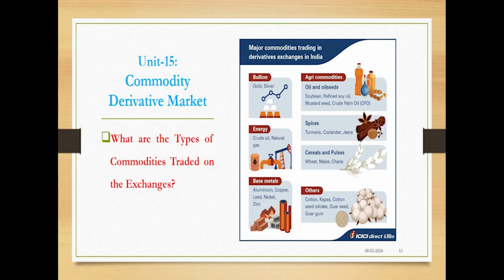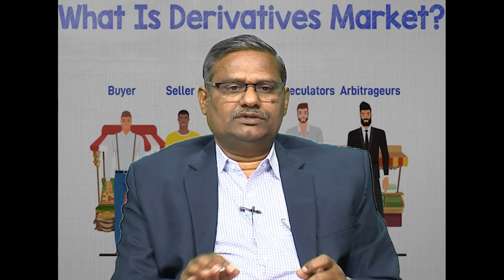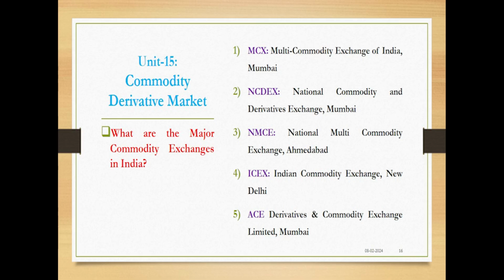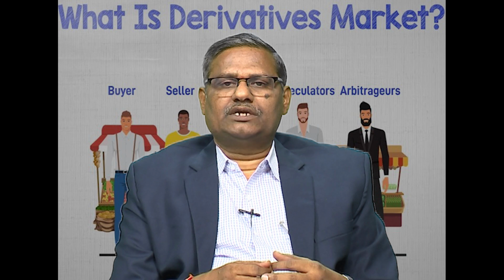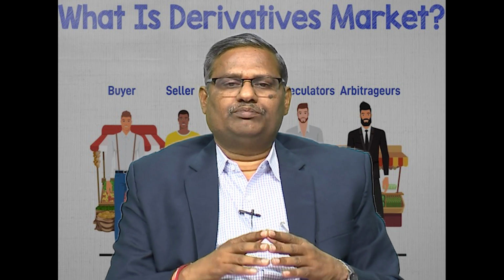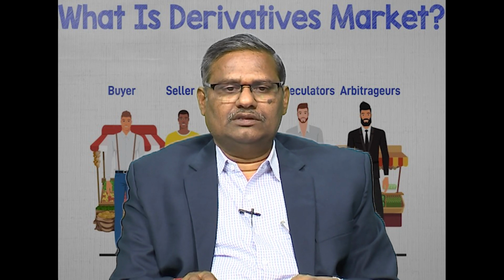Now, what are the types of commodities traded on the exchange, which I have already explained? It may be energy products, agriculture commodities, precious metals, currency, or equity shares. So, what are the major commodity exchanges which I have already explained? MCX, Multi Commodity Exchange, National Commodity Derivative Exchange, now National Multi Commodity Exchange, and Indian Commodity Exchange. These are all very popular exchanges in India. These exchanges are offering different commodities to the players. Now, you can buy and sell in this market.